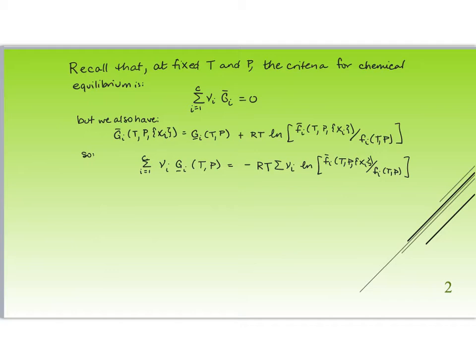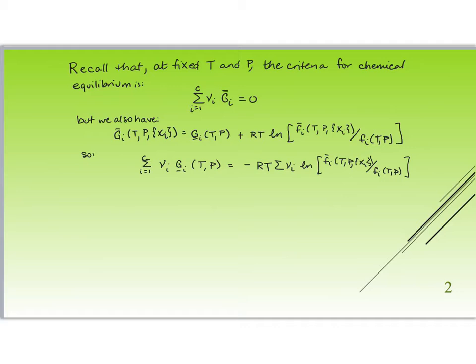we end up with the sum of nu i times the G for the species plus RT times the sum of the natural log of this fugacity ratio, or the sum of the nu i's times G i's for the pure species, is equal to negative RT times the sum of the stoichiometric coefficients times the natural log of the fugacity of the species in mixture divided by the fugacity of the species when it's pure.